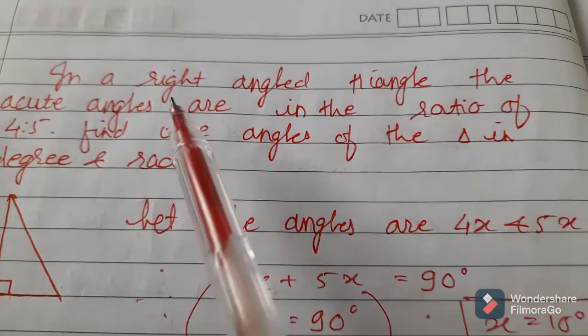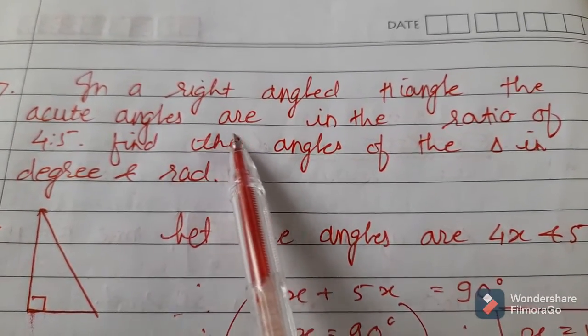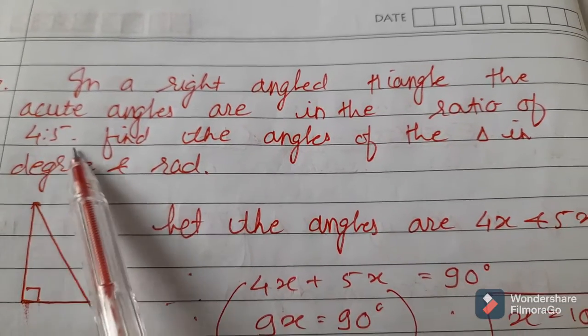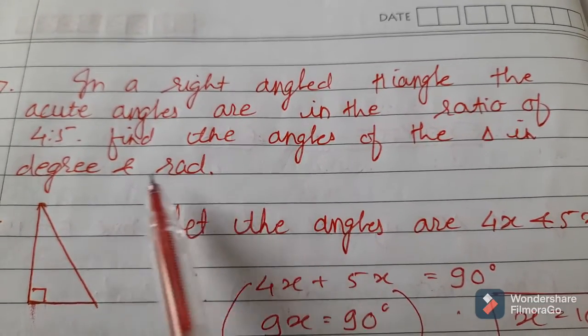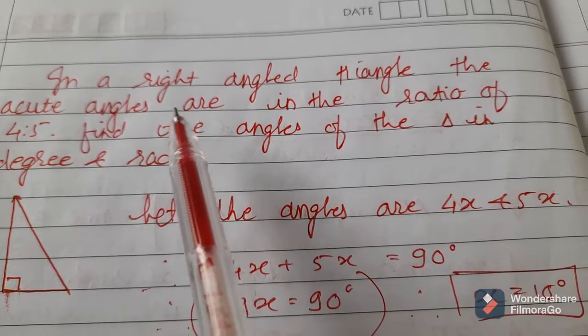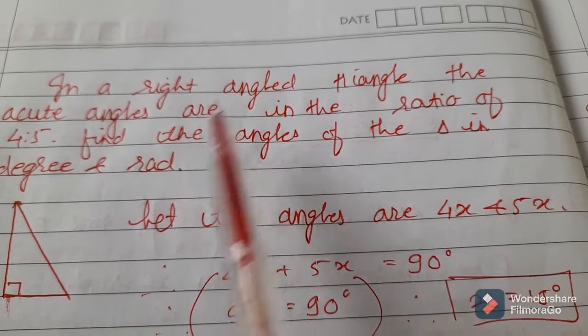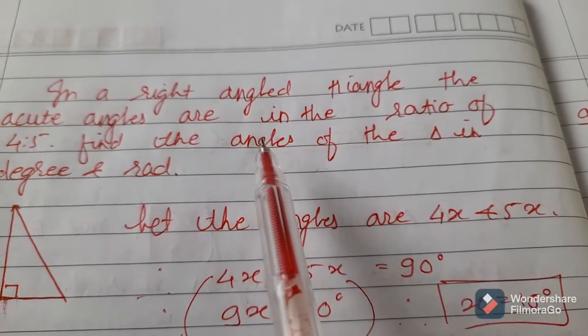So now we are heading towards the seventh example. In a right angled triangle, the acute angles are in the ratio of 4:5. Find the angles of the triangle in degrees and radians. So firstly they have given the condition that the triangle is a right angled triangle. So one of the three angles is 90 degrees, that is obvious.